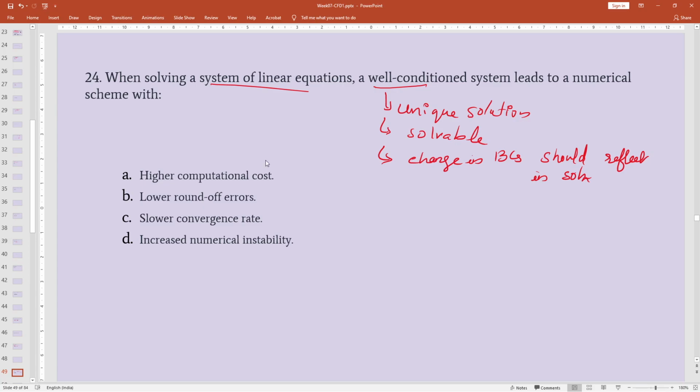So from the well-conditioned systems, we can't assume that it will be having higher computational cost or slower convergence rate. But this one, from the word itself, we can say it is wrong, because it says increased instability. If the instability increases, then the solving procedure as well as solvability will be decreased. So this again is wrong. So to get a unique solution, or for the system to be solvable, the round off errors should be less. From the given options, the only valid option is option B, lower round off errors.